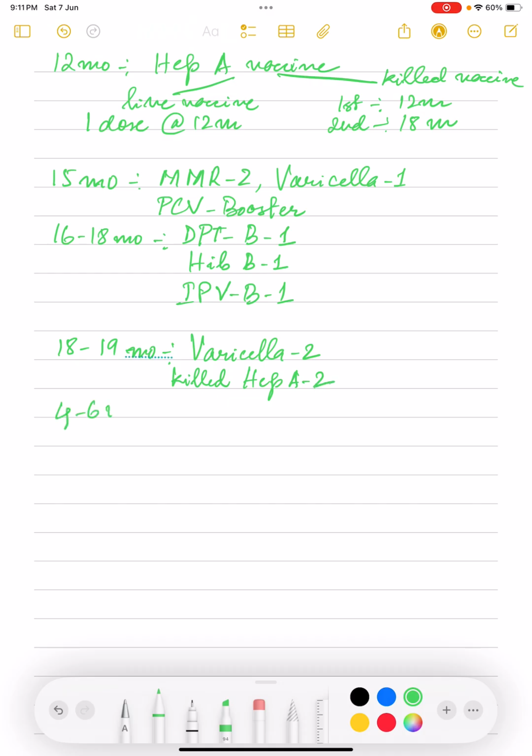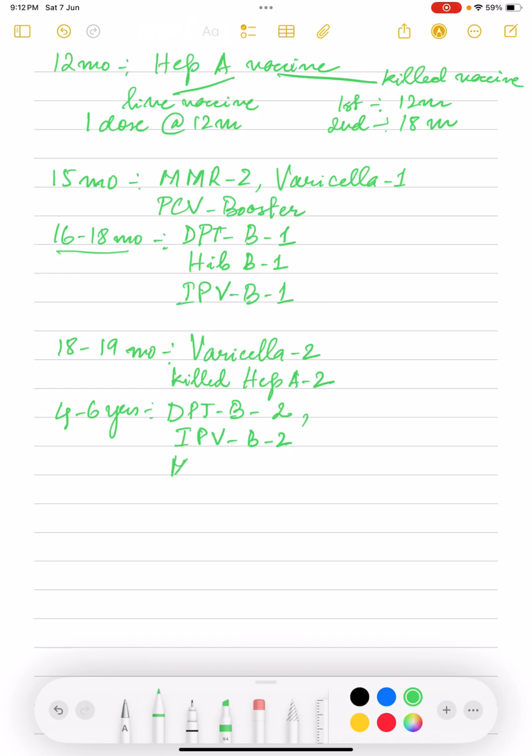Then at 4 to 6 years we have DPT booster 2. So let me put a comparison between NIS and IAP here. In NIS we had DPT 1, 2, 3 at 6, 10, 14. In 16 to 24 months, here we had DPT booster 1, and 5 to 6 years we had DPT booster 2. It is kind of similar to the IAP schedule also, only we have to remember here the age range is 16 to 18 months. Now 4 to 6 years we have DPT booster 2, IPV booster 2 and MMR third dose.